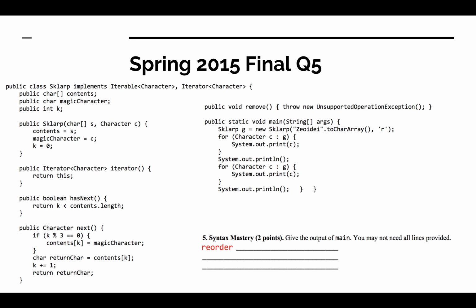Oh, okay. So that's a good question. So his question was, how do we change it so that we would actually print out reorder again in the second loop? So does anyone have any ideas how we would do that?